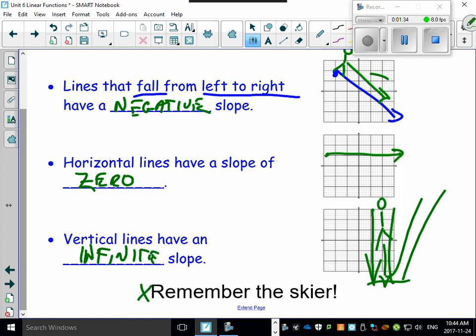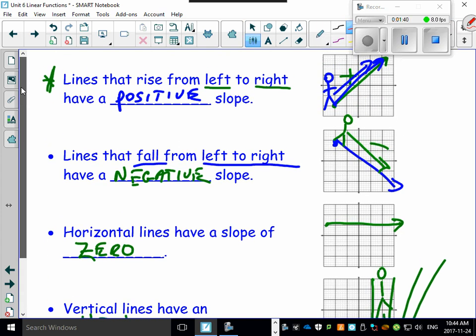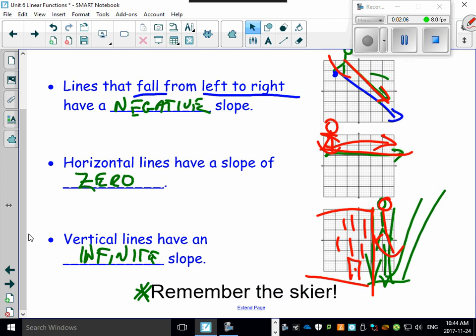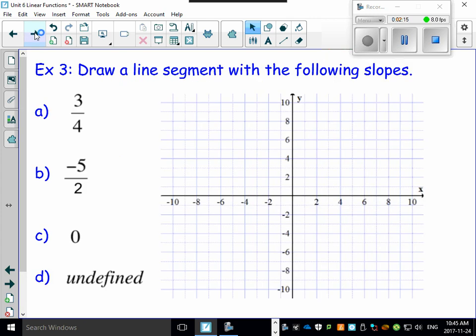So I put a reminder here. Reminder, the skier. What do I mean by that? Go back and look at this. Remember the skier. The skier trying to go up the hill. The skier skiing down the hill. The skier having no success at all skiing here because he's on no slope. And then finally, this skier trying to ski the side of a building, which is like, no, it's not going to happen. It's not going to be called skiing. It's going to be called falling. So not a great way of remembering that you can't ski the side of a building, but it's a great way to remember slope. So let's put this into action.